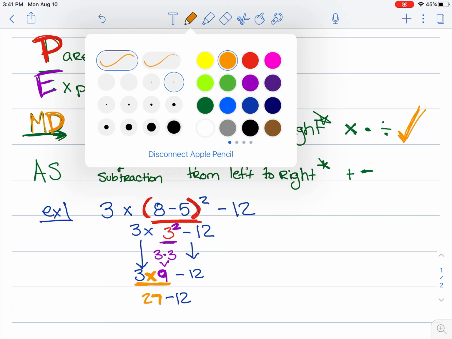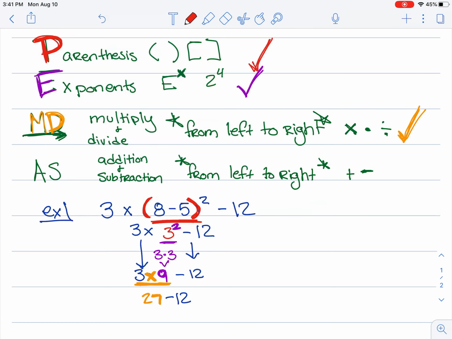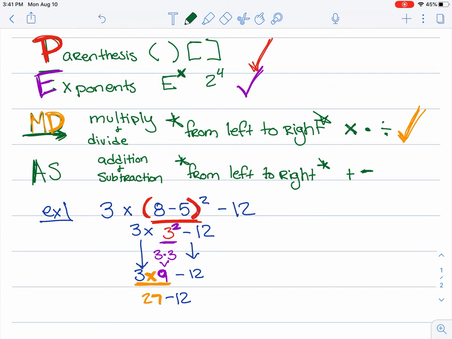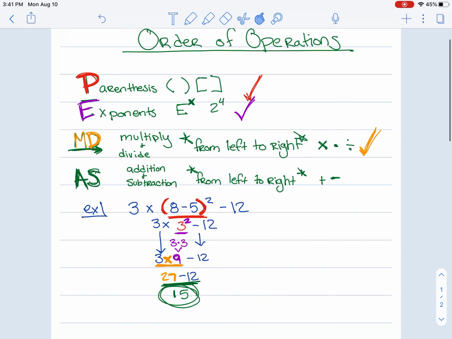So then I'm going to check for addition and subtraction. I'm looking for a color I haven't used yet. Looks like this is green. And as I subtract 27 minus 12, I get 15. That's my answer. I then circle it. Okay.